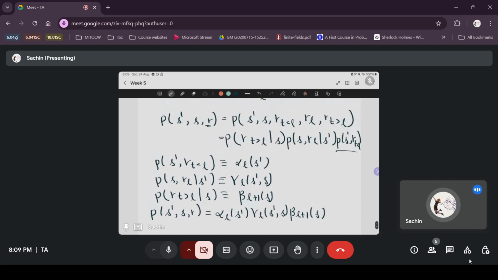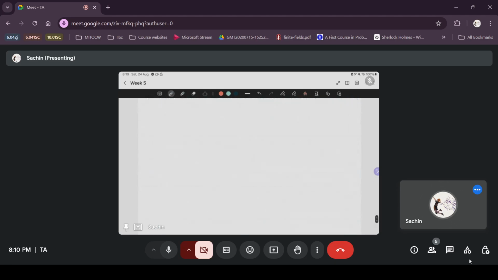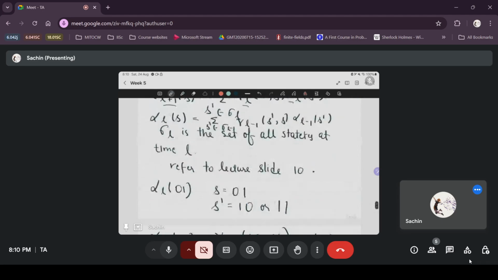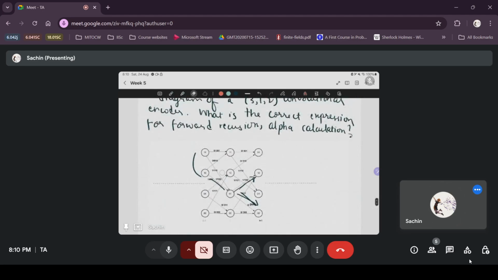Now you have to calculate this P of S dash comma S comma R for all these state transitions S dash to S at time L, right? And the received vector will be these. This is what you will receive. And this is your input bit UL. So you have to check which of these transitions.